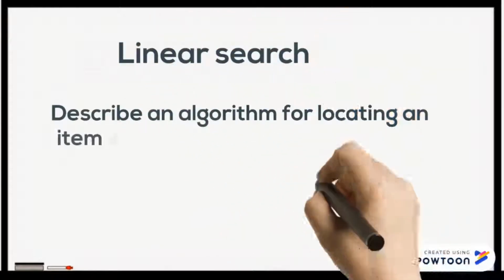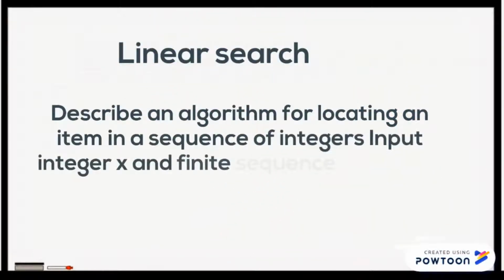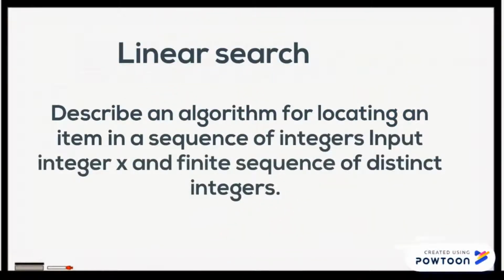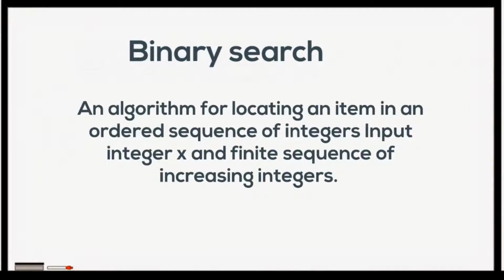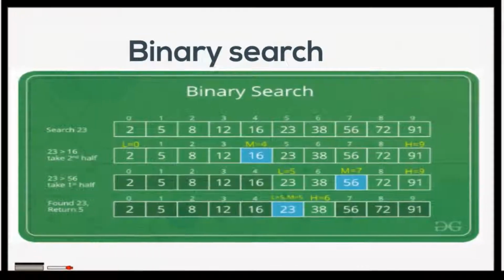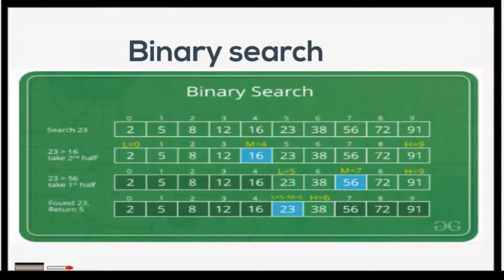Linear search. Describe an algorithm for locating an item in a sequence of integers. Input: integer x and a finite sequence of distinct integers. Binary search. An algorithm for locating an item in an ordered sequence of integers. Input: integer x and a finite sequence of increasing integers.